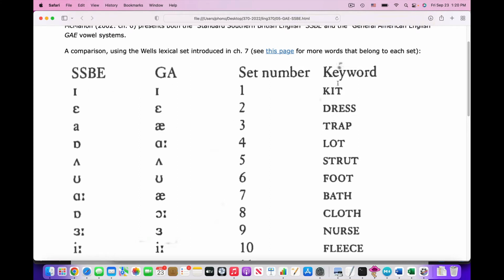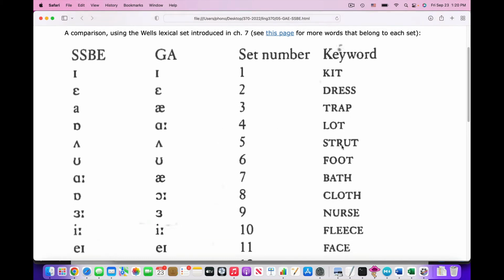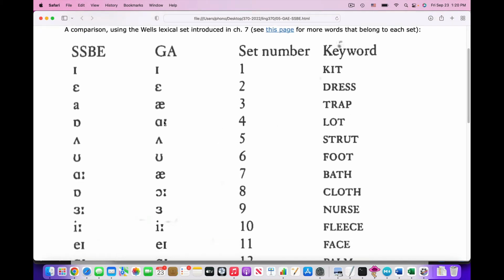The reason we're using keywords instead of the IPA is because that allows us to compare across varieties in this way. So as you can see, there are a couple of differences between American English and British English in the low vowels right away here.